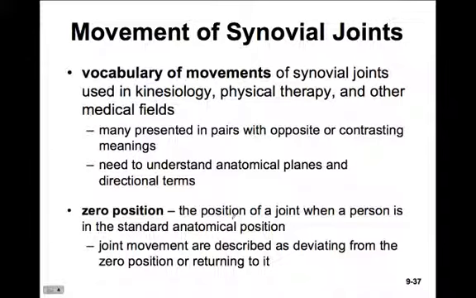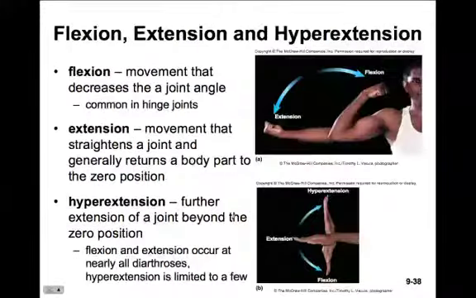Remember, the zero position is the position of the joint when the person is standing in the standard anatomical position. That is, facing forward with the palms facing forward. Joint movements are described as deviations from the zero position and then the return to that zero position. Let's first look at flexion, extension, and hyperextension.